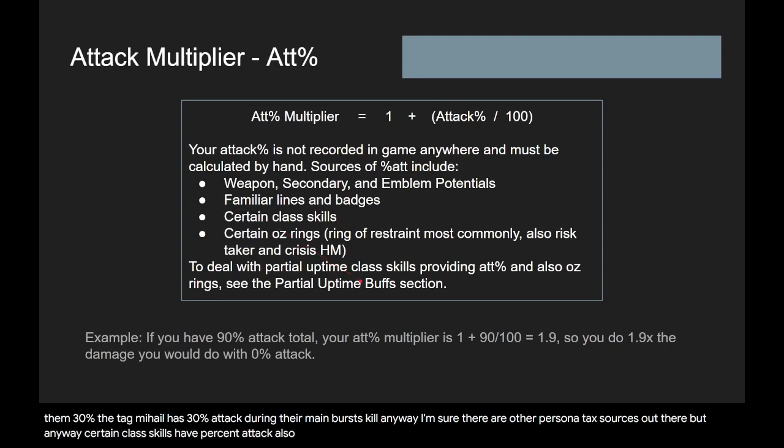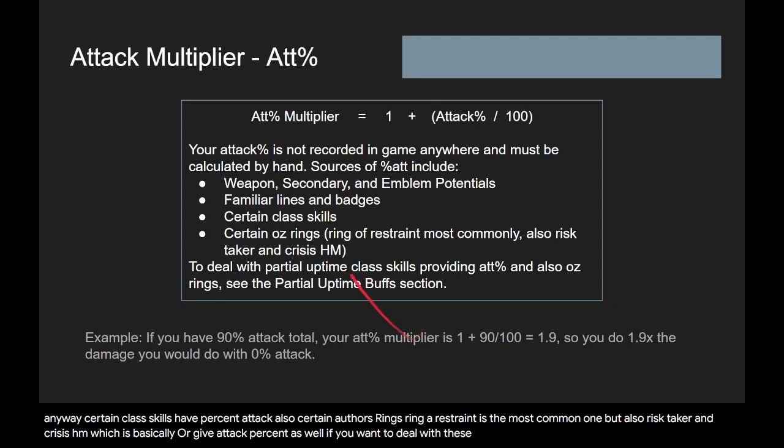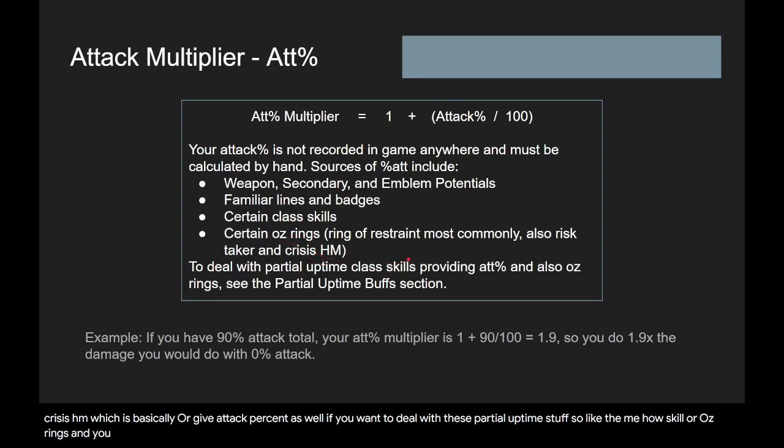Also, certain Oz rings. Ring of Restraint is the most common one, but also Risk Taker and Crisis HM, which is basically just a dojo ring. Those all give attack percent as well. If you want to deal with these partial uptime stuff, so like the Mihail skill or Oz rings, and you want to deal with the kind of effective attack percent from those, we'll cover that later in the partial uptime buff section.